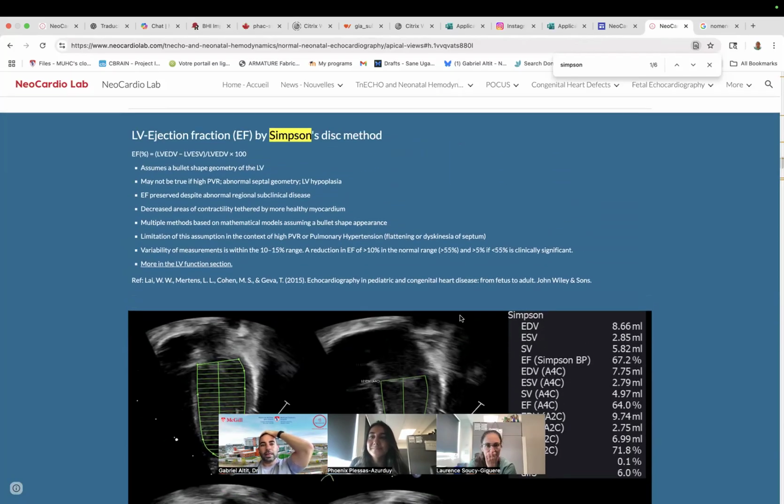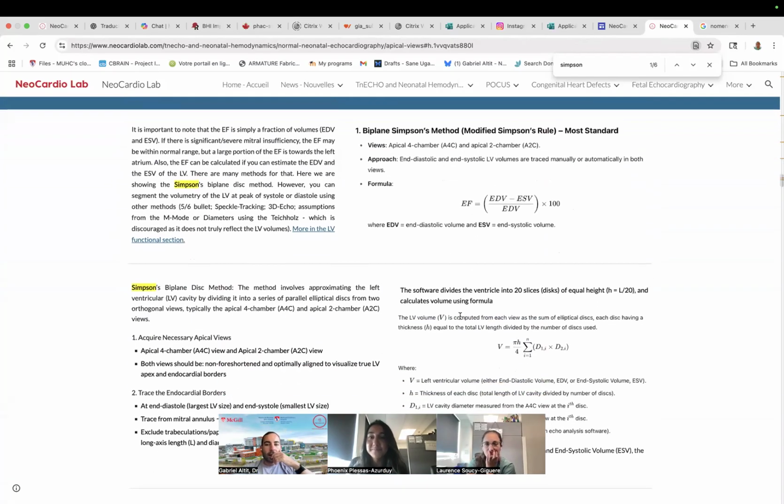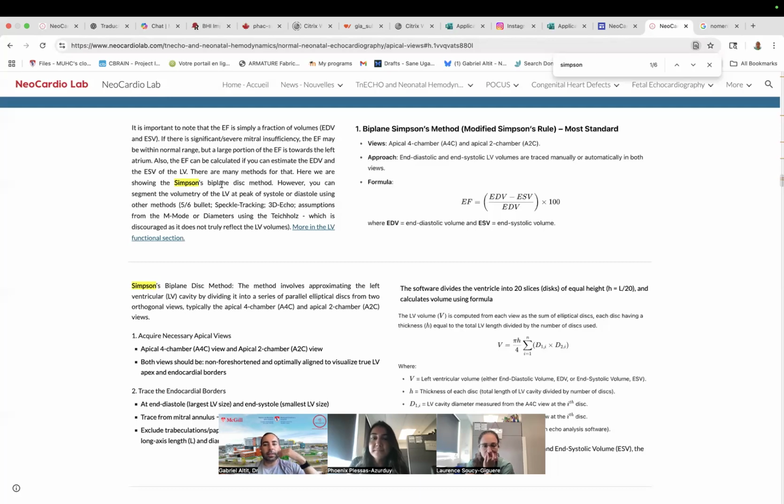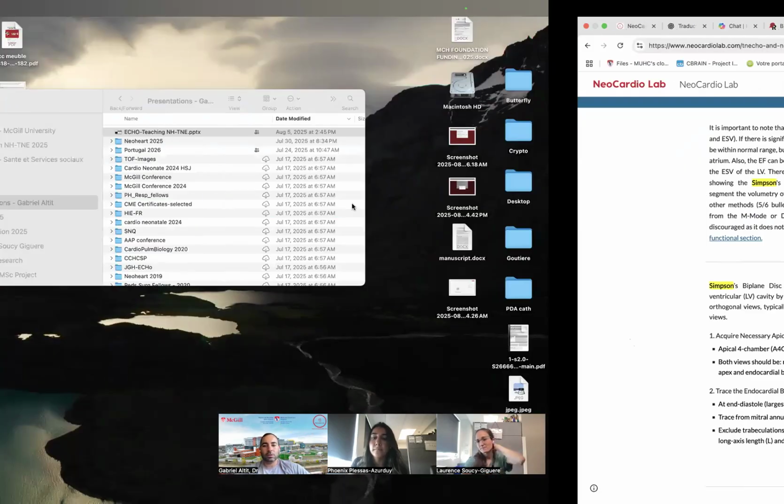Does that make sense? Perfect. And the Simpson's, just so you know, will divide this ventricle into 20 slices. That's the typical Simpson algorithm done by most machines and most vendors. So it's about 20 discs that it sums up together. Laurence, you have a question?